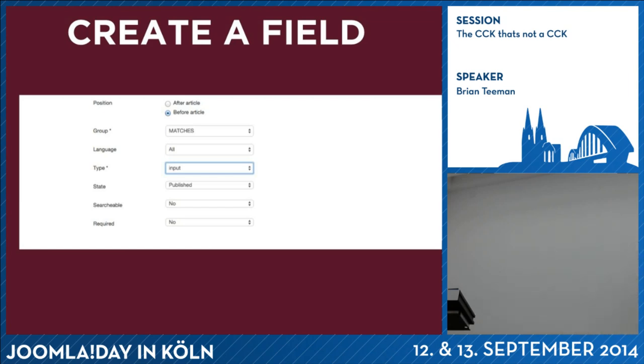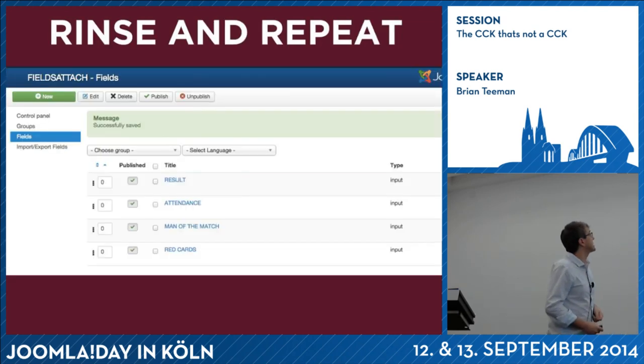Where you want this field to be displayed. By default, all the fields will be displayed either at the top of the article or at the bottom of the article. You can customize it manually by injecting it into a template override, but if you don't fancy that, just say whether it's going to go before or afterwards, which group this is part of, which language it's in, published, whether it's a searchable field, that might be quite important. Is it a required field, so that your content editor can't save the article until they've put the score in? And what type of field it is? There are lots of different types of fields, and I'll go into that in a second.